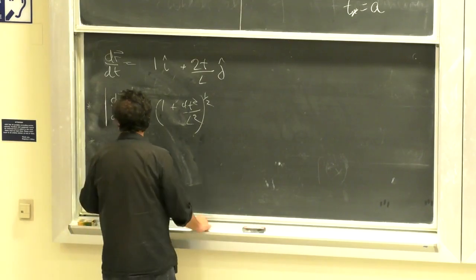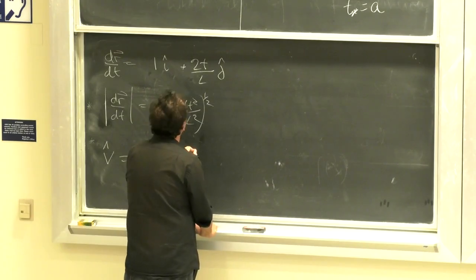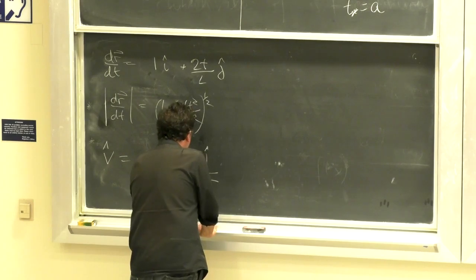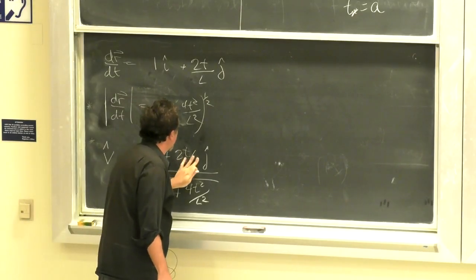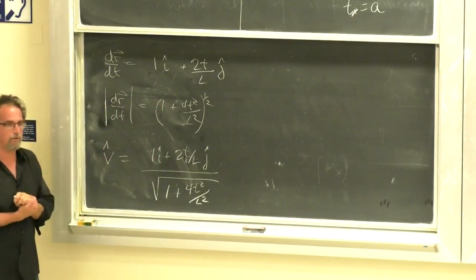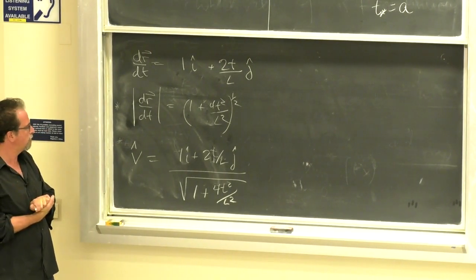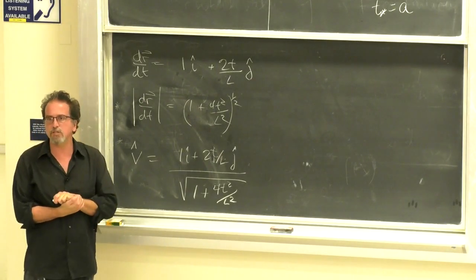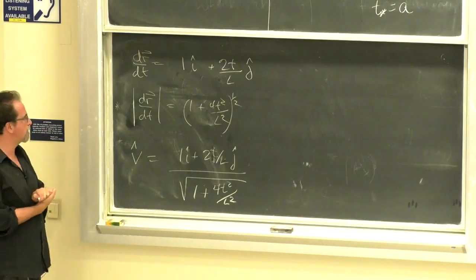Now, the direction vector v hat is equal to 1 i hat plus 2t over L j hat, divided by this velocity. And I'm going to write it out. I'm not going to do this often, but once in a while it's useful to think about it. So this is the parametrized velocity, okay? Now, this is a little additional. This doesn't appear in the book, so let me make this little additional thing.